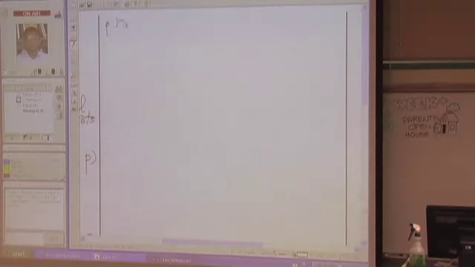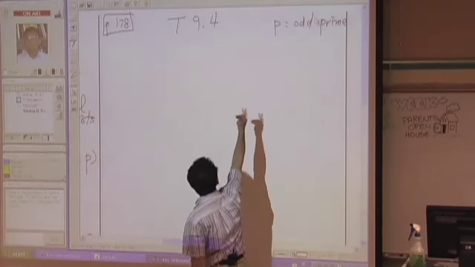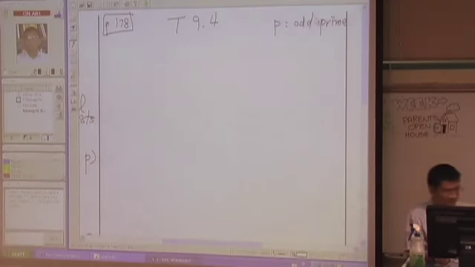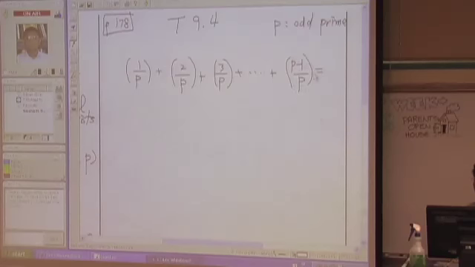Page number 178, that is theorem 9.4, says this. Always p is an odd prime. Because when p is not an odd prime, p is 2, so it is too trivial to consider that case. So we always assume that p is an odd prime. Then 1 over p plus 2 over p plus 3 over p, all the way up to p minus 1 over p, for the odd prime is some number.